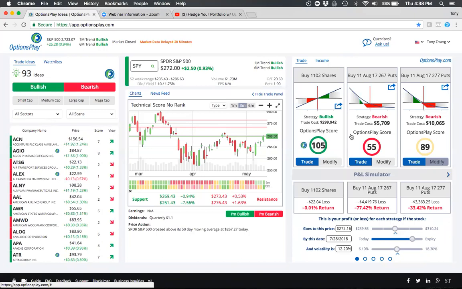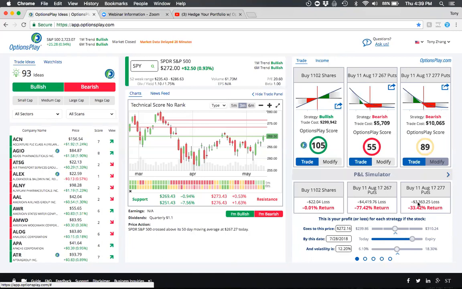So here, if the markets are flat, you don't make or lose any money from your current portfolio. But if you had bought this conservative hedge, you lose $4,400. If you bought this aggressive hedge, you actually only lose $3,300.